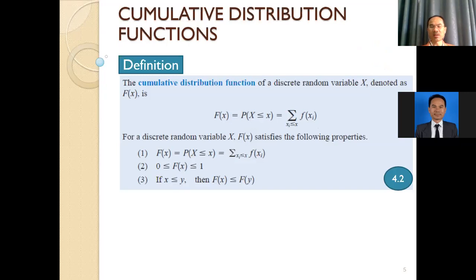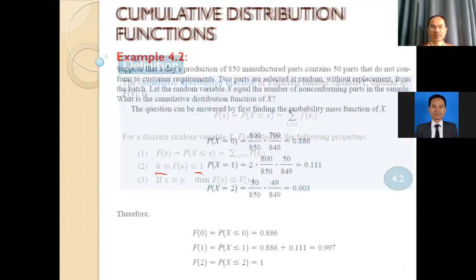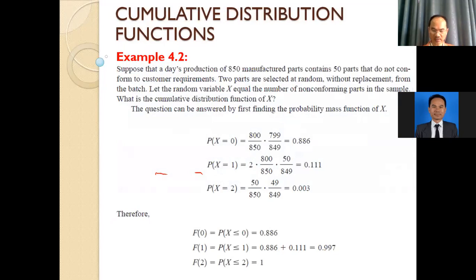F(x) is equal to the probability that X is less than or equal to xi, which equals the summation of f(xi). The value is between 0 and 1. And if x is less than or equal to y, then F(x) is less than or equal to F(y) also. These are the three properties in the definition of the cumulative distribution function. Okay, here is an example for the cumulative distribution function.